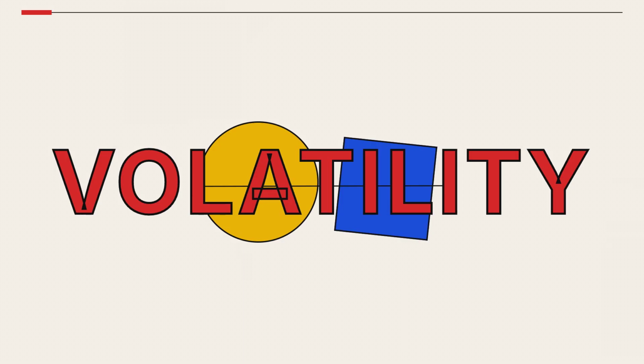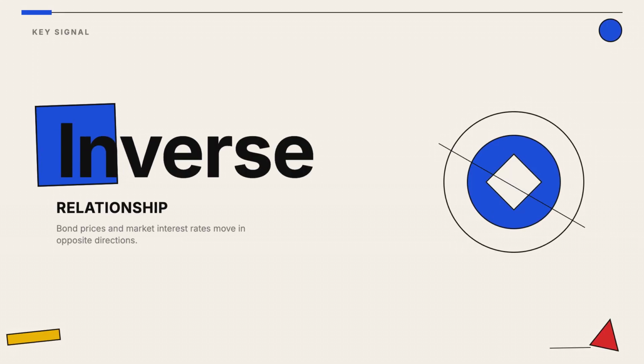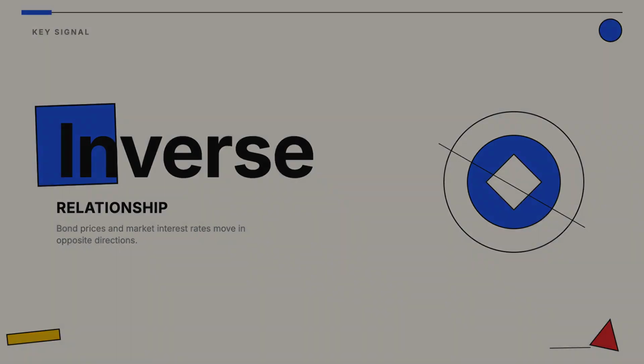When rates go up, the value of older bonds with lower interest payments drops. Think of it as a seesaw. When market rates rise, the price of your fixed-rate bonds must fall to remain competitive with new issues.